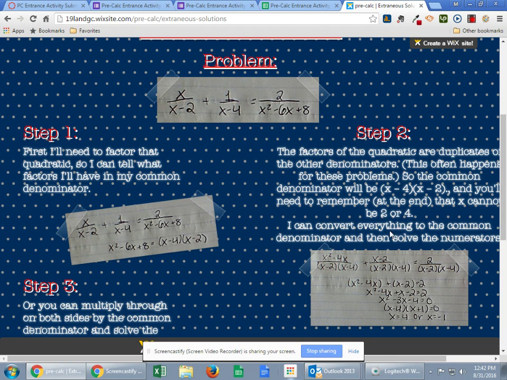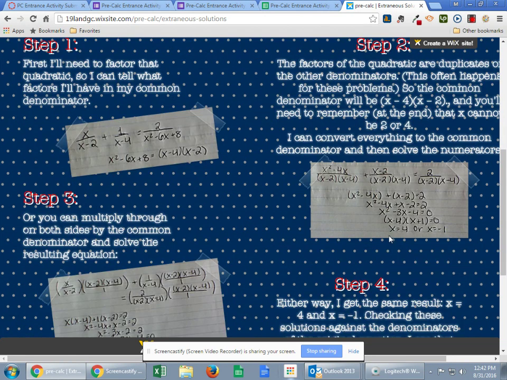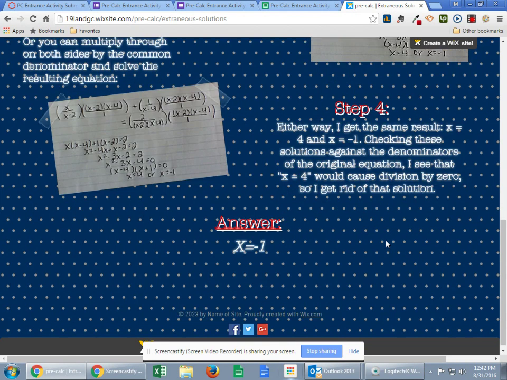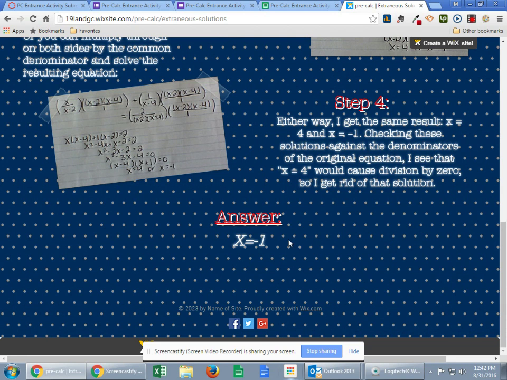I can convert everything to the common denominator and then solve the numerators. Or you can multiply through on both sides by the common denominator and solve the resulting equation. Either way, I get the same result, x equals 4 and x equals -1. Checking these solutions against the denominators of the original equation, I see that x equals 4 would cause division by 0, so I get rid of that solution. And the answer is x equals -1.